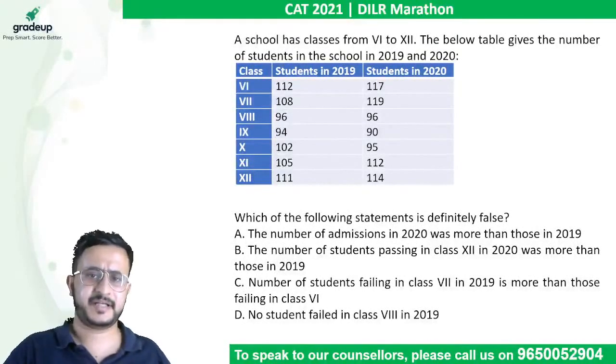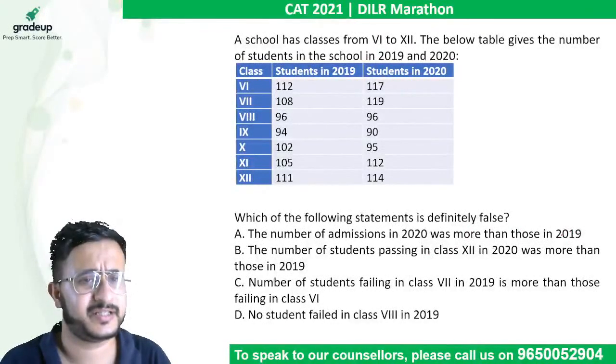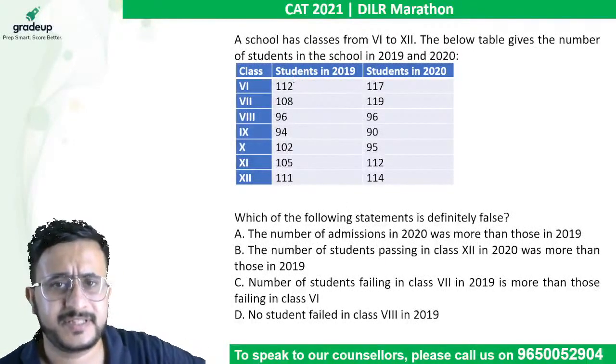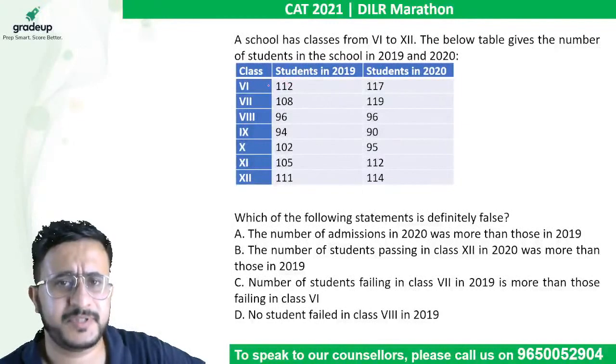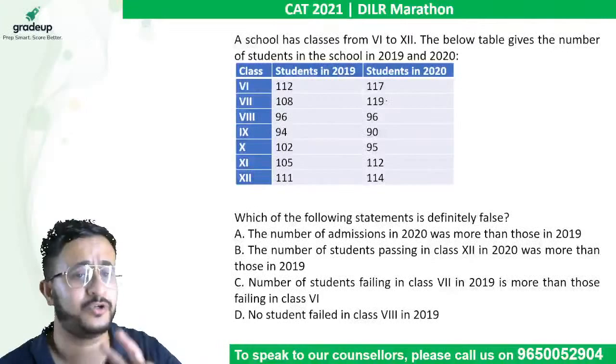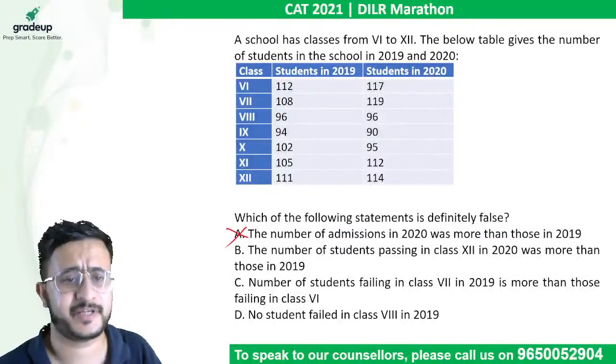See, first statement क्या कह रहा है? The number of admissions in 2020 was more than those in 2019. Do you know any idea about that? See, how do we get this? So see, number of admission इस साल कितने हो सकते हैं? You do not know, right? Maybe some students who failed. We do not know the number of students who failed. Unless we know the number of students who failed in class 6, we cannot tell that.